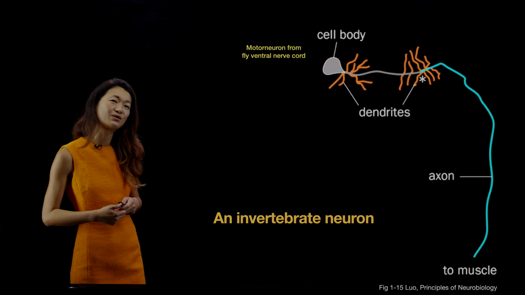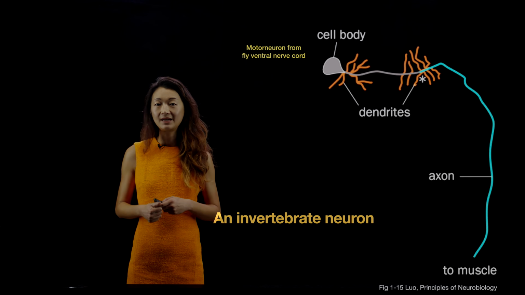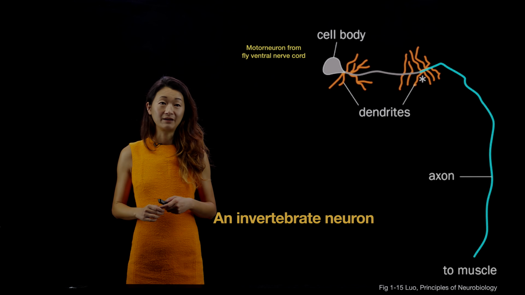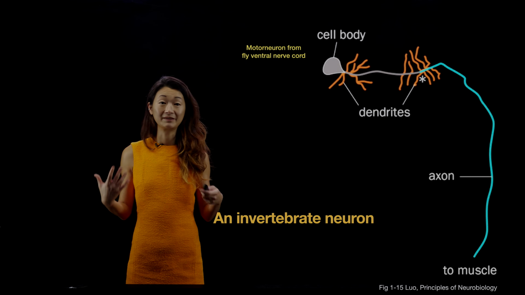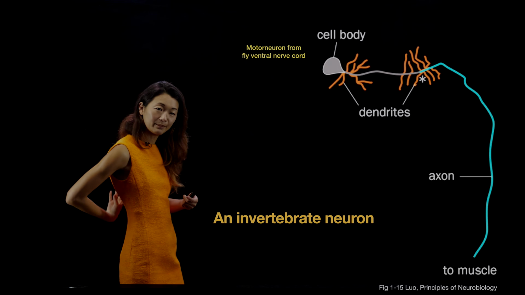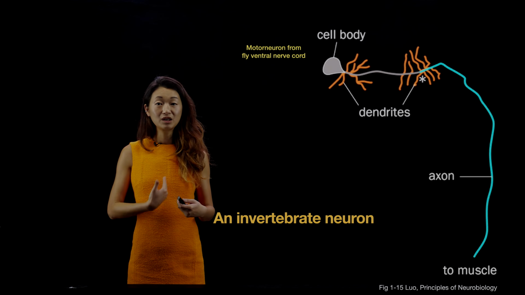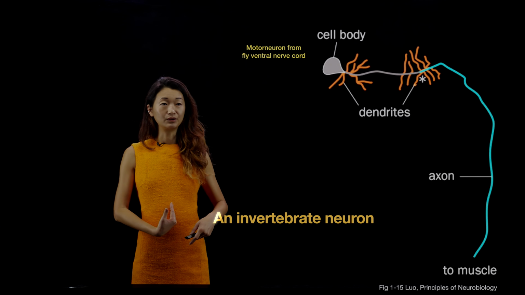I wanted to show you at least one example of a neuron from an invertebrate. In this particular case, this is an invertebrate neuron in the fruit fly ventral nerve cord, which is its computational equivalent of a spine. Instead of having a spine in the back of their body, flies are examples of invertebrates whose nervous system is actually in the belly and their digestive tract is in the back. And so this is the ventral nerve cord.